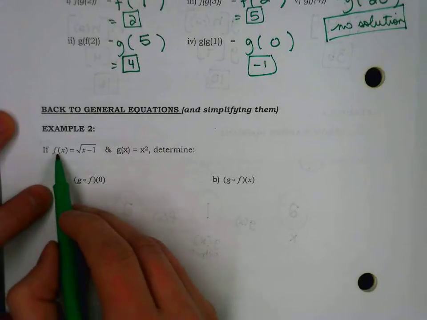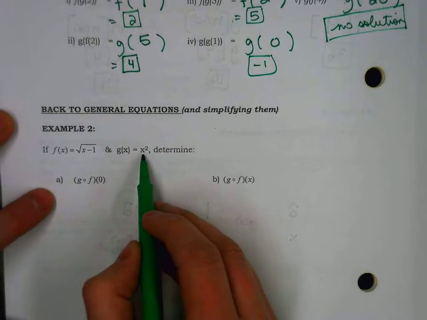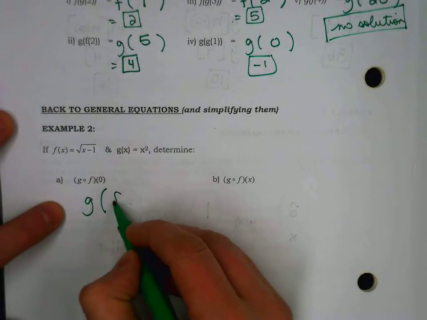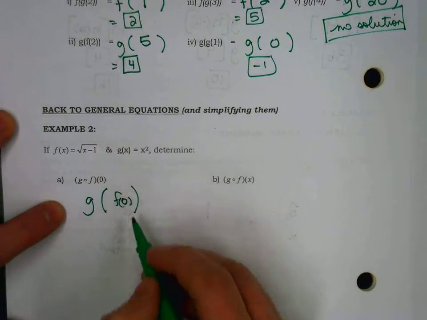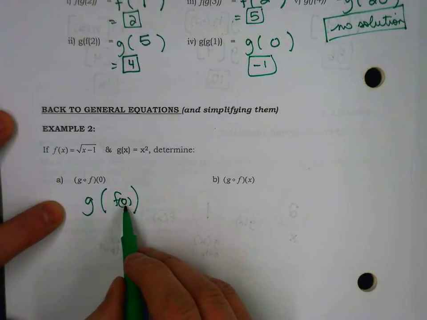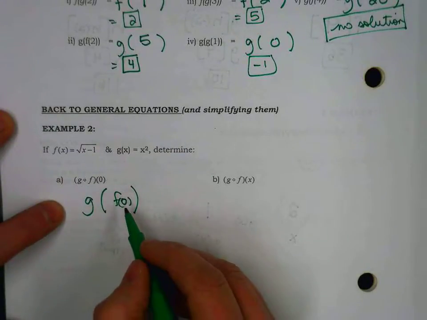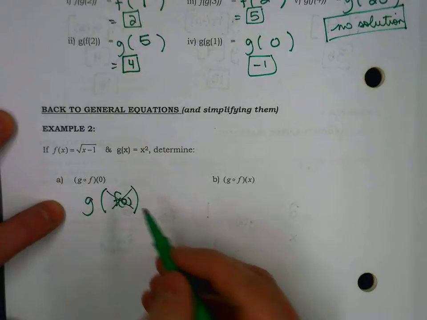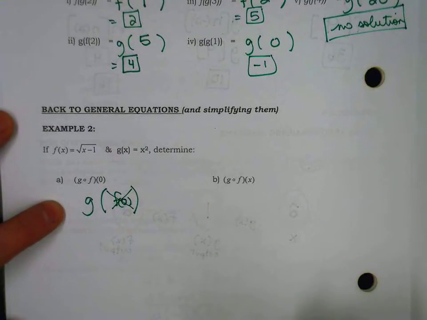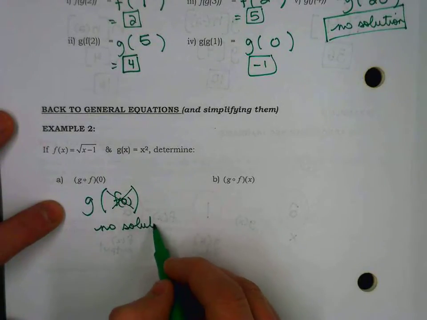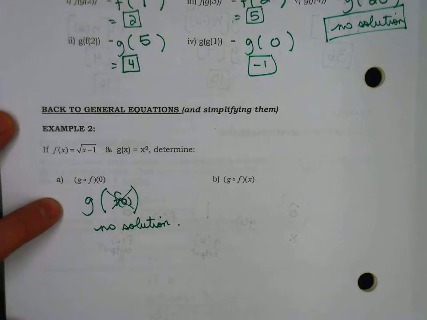In example 2, we've got a radical function and then a quadratic. I'm asking us specifically to determine g of f of 0. First, what is f of 0? Plug a 0 into f. 0 minus 1 is the square root of negative 1, which doesn't exist. So if I can't get an output for f of 0, I can't compute g of something. So there is clearly no solution to this question. There is an issue with the domain that I chose.